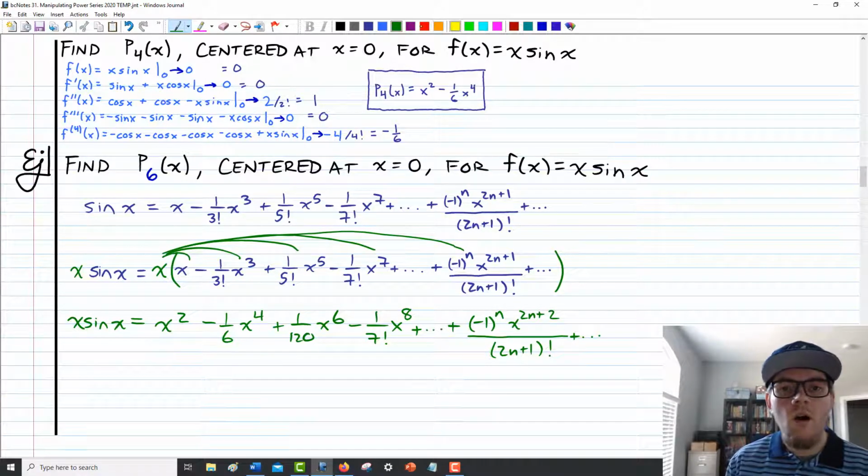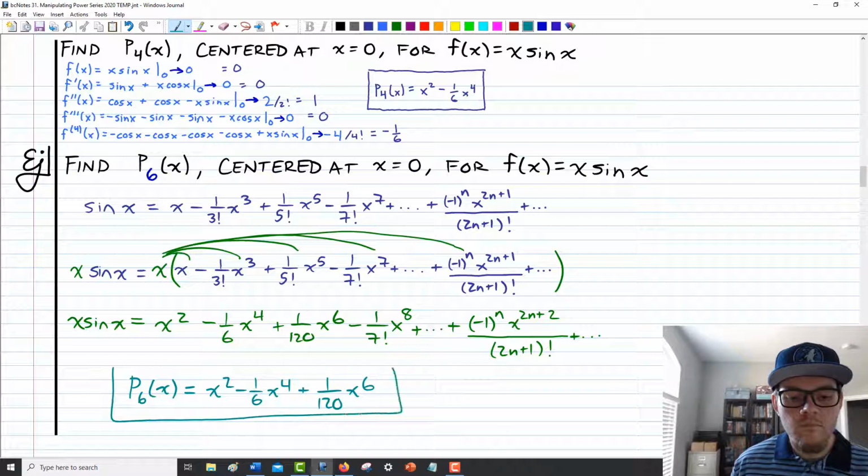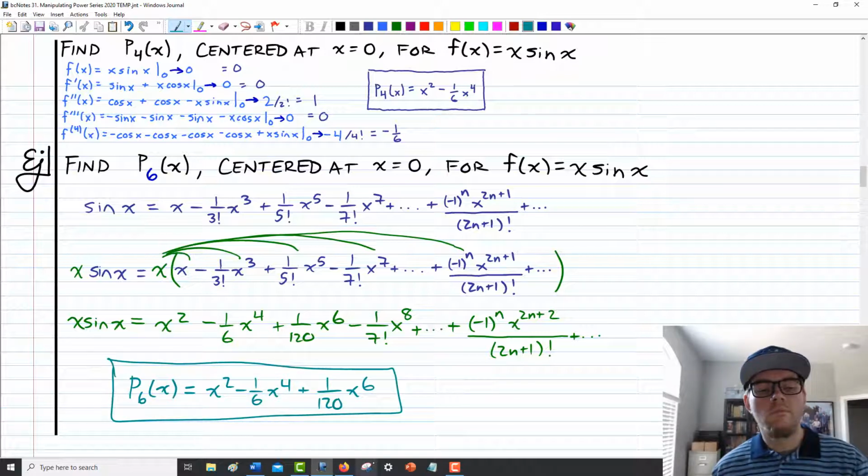But more importantly, all we wanted at the very end of this thing was we wanted to know what P sub 6 was equal to. So in other words, the sixth Maclaurin of this guy. P sub 6 is going to be x squared minus 1/6 x to the 4th plus 1/120th x to the 6th. And there it is. So we found our answer.